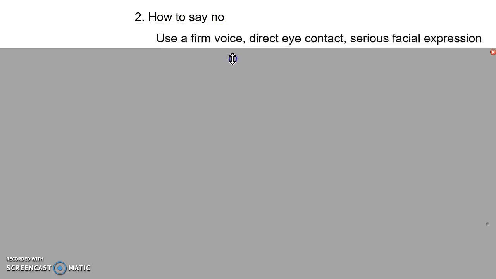How you can do that is use a firm voice, use direct eye contact and a serious facial expression. Some people will say that's easier said than done. Everyone's idea of a firm voice is a little different. Most of you know that if I say no to you, I'm going to say it in a firm voice, look right at you, and have a pretty serious face. I don't expect all of you to be able to do this effectively at this point in time, but it's something you must work at.